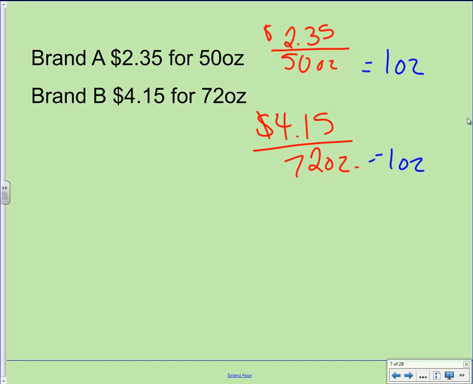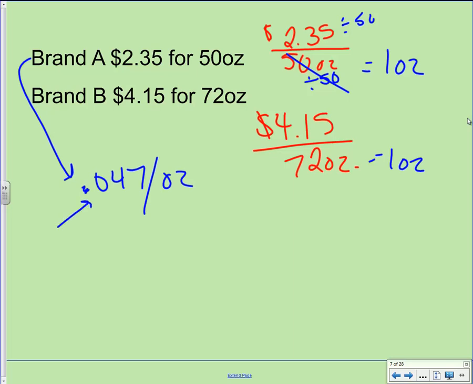Well, on the top one, how did I get 50 to become 1? Well, I divided it by exactly what I want to go away, the 50. So if I divide the top by 50, when I type in 2.35 in my calculator and I push the divide sign and I type in 50, push equals, I end up with brand A to look like this, 0.047 per ounce. So what is the 0.047? It's money, remember? So we're still talking about money. So this is actually about, if you rounded it, because we don't have 3 decimal places in money, this is actually about 5 cents per ounce is what we're looking at.